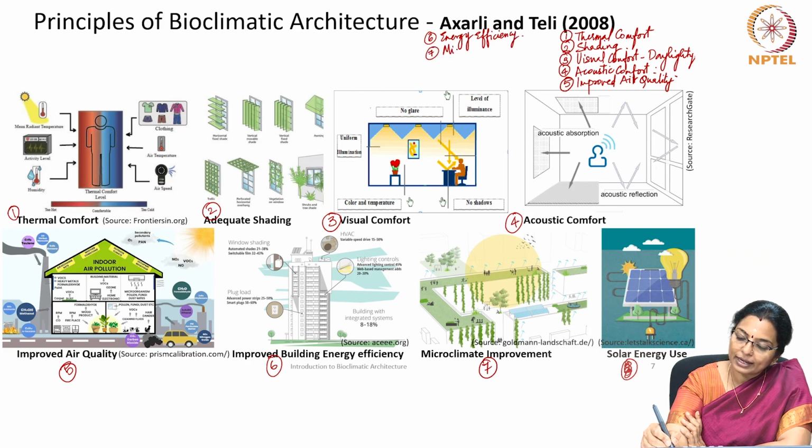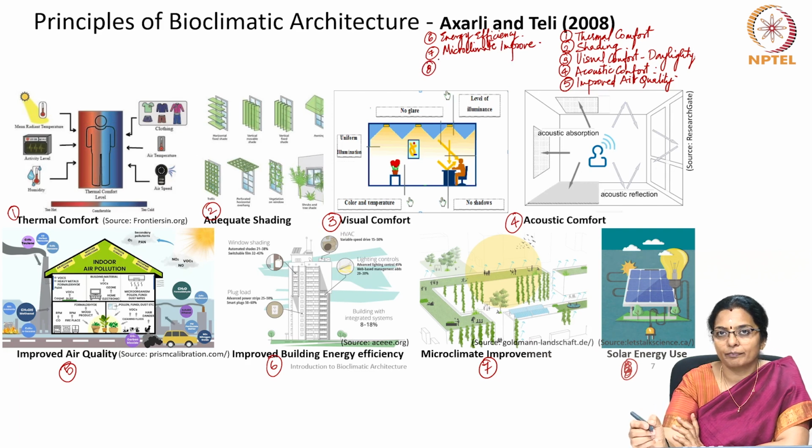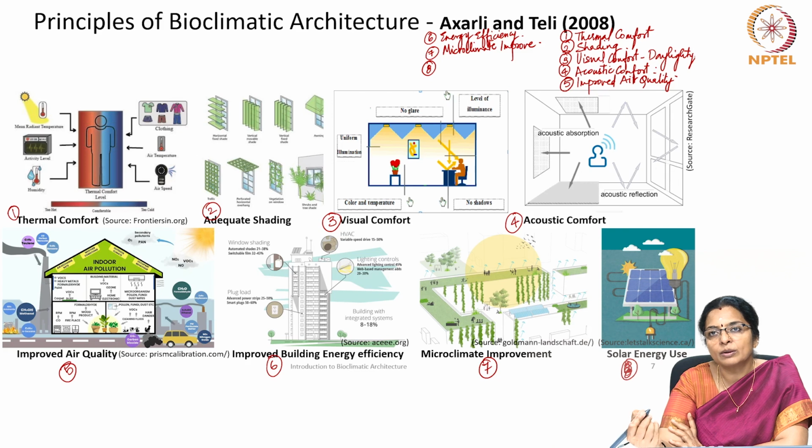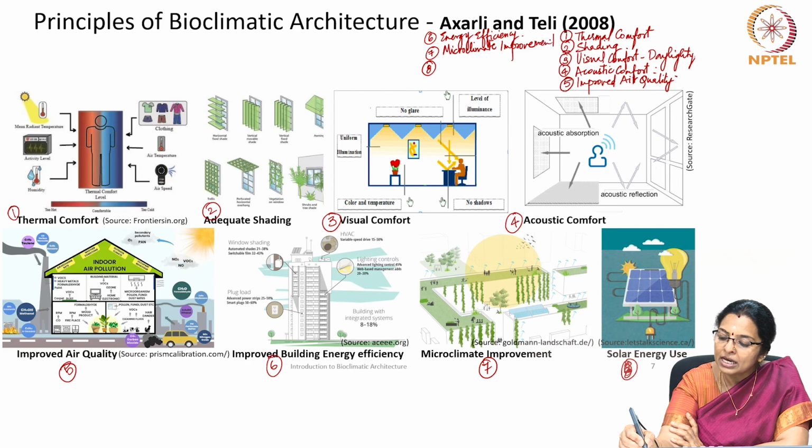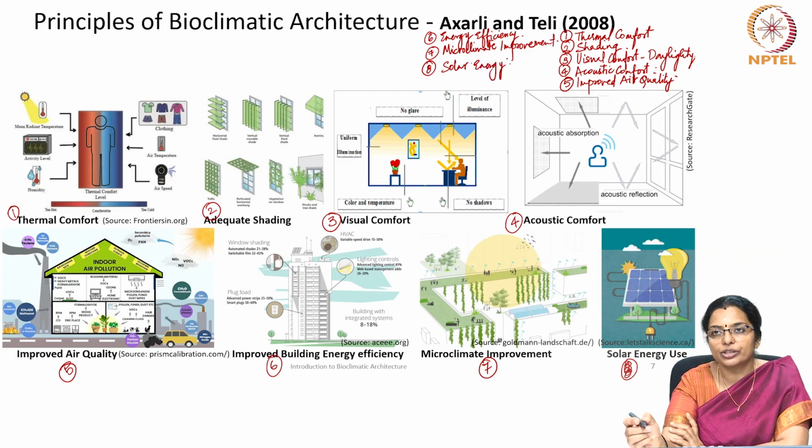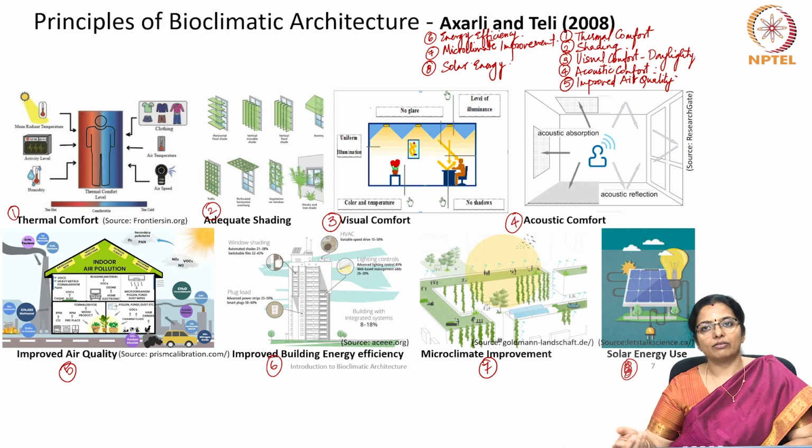Next is microclimate. So, microclimate has to improve, which means we cannot use the outdoors as a heat sink. If you do that, then the indoors will become comfortable, but the microclimate will go for a toss. So, microclimate improvement is important, which means we are looking at the environment holistically. And last is use of solar energy or any energy which the environment is giving, such as even wind energy.